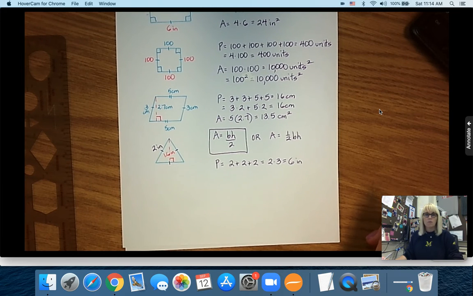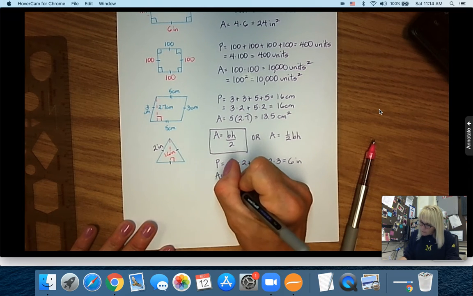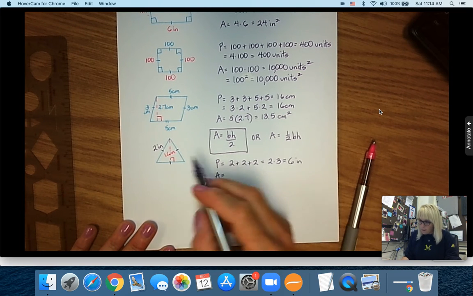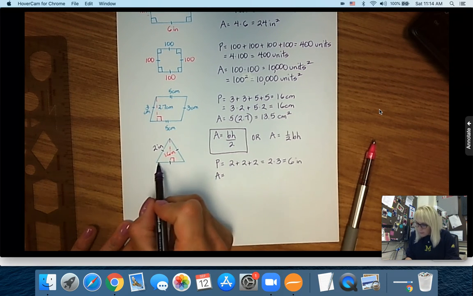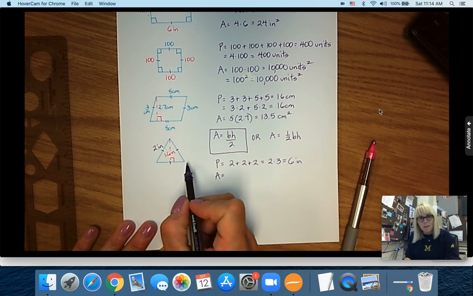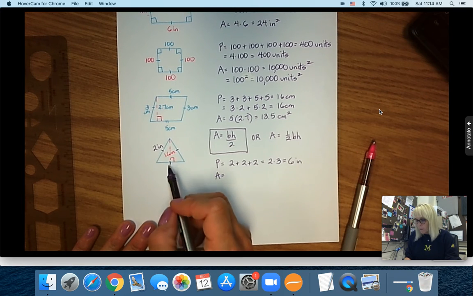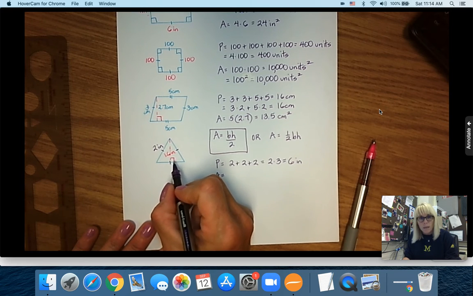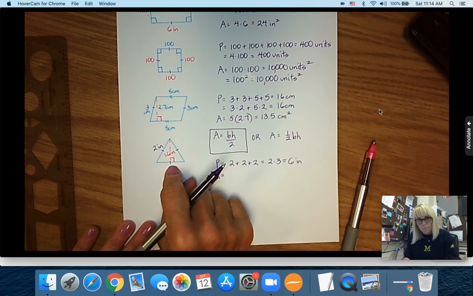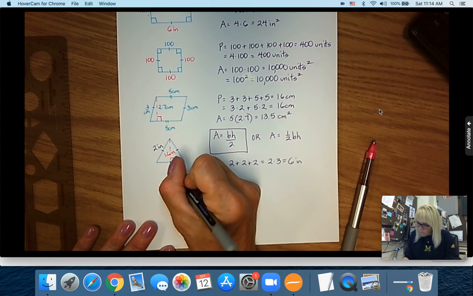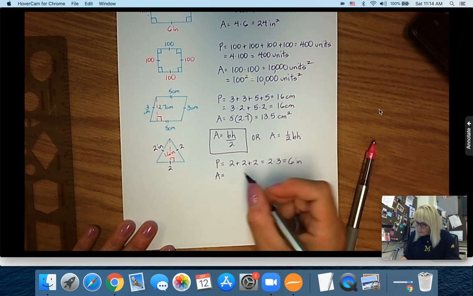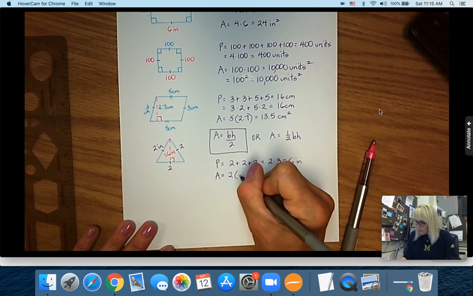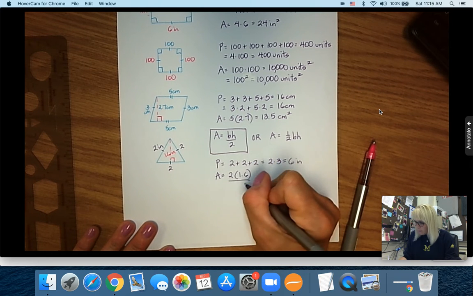Okay? And so when I go to find the area, I would say the height is 1.6, the base is this side. Well, it just happens that all the sides are the same, but if the sides were all different, the base would be this side because that's where the right angle touches the triangle. Okay, so these are all 2. I'll go ahead and write that in. 2 times 1.6 divided by 2.